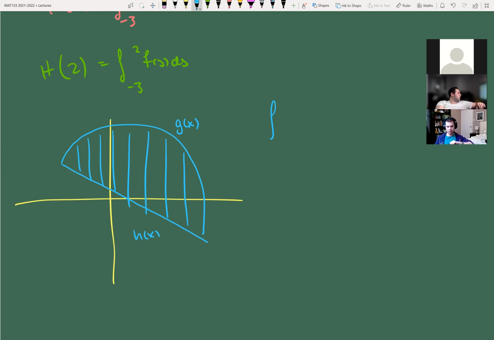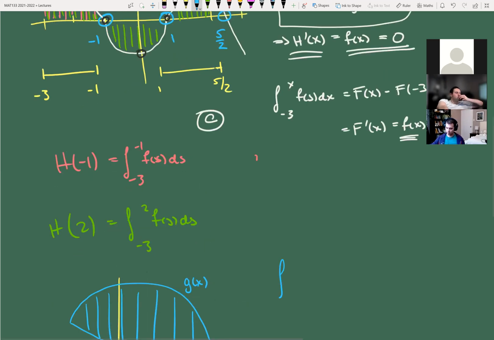Should be increasing to the left of -1. Right? Because the function is above 0, if I recall correctly.